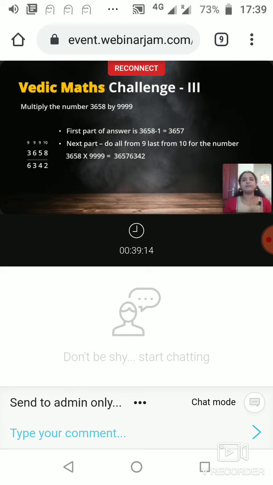Two steps. The first part of the answer is 3658 minus 1, which is 3657. The second part of the answer is just doing all from 9, last from 10, for 3658. So it is 9 minus 3, 9 minus 6, 9 minus 5, and 10 minus 8, the last is from 10. So the complete answer is 365766342.